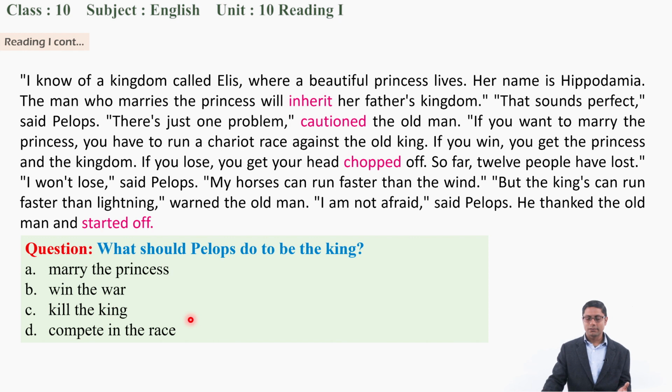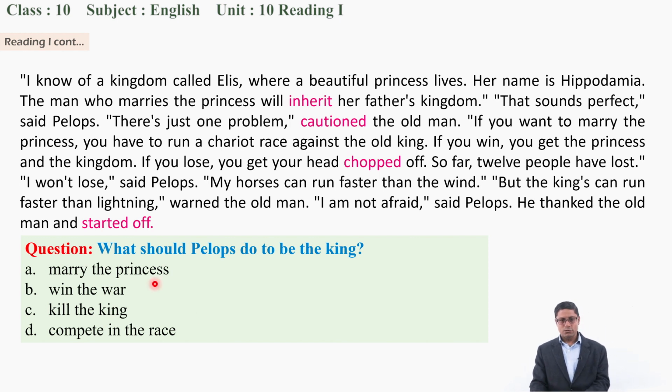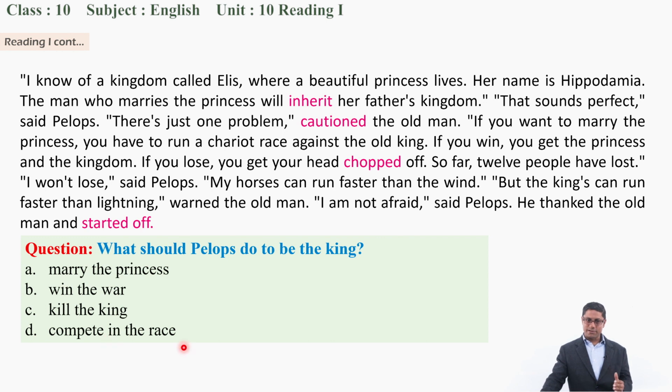Can you tell me? Okay, so you do have two confusing alternatives here. Marry the princess, compete in the race. So they seem to be the answers. But among these two also, the most important thing is to marry the princess. If he could compete, just competing in the race is not enough. He should win. If he won, he could marry the princess. Just competing is not enough. That's why marry the princess is the right answer.